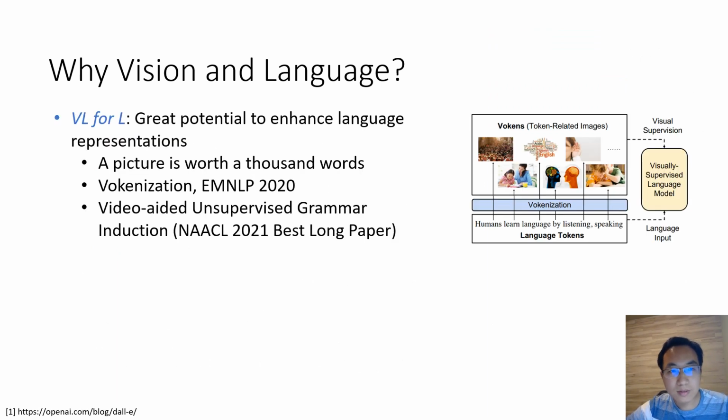On the other hand, vision language also has great potential to enhance language representations. As the old saying says, a picture is worth 1,000 words. And in terms of this direction, there are some initial attempts, such as the vokenization paper, where each token is associated with a related image. In this year's NAACL long paper, the topic is also about video-aided unsupervised grammar induction.